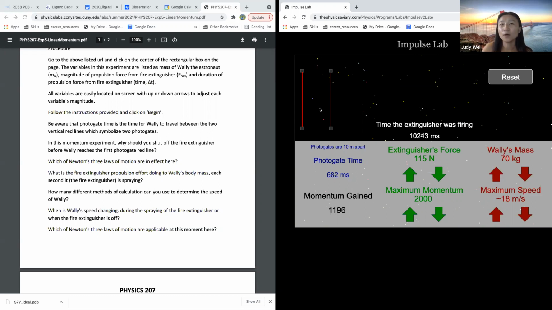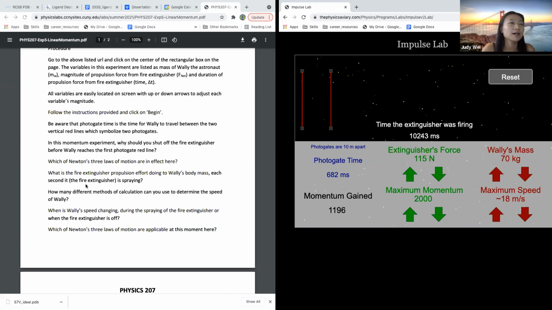And then when we shut off the fire extinguisher, the astronaut will remain at his own speed, moving past the photogates. In this stage, Newton's first law applies. So basically, this is how they apply Newton's three laws in the whole process.